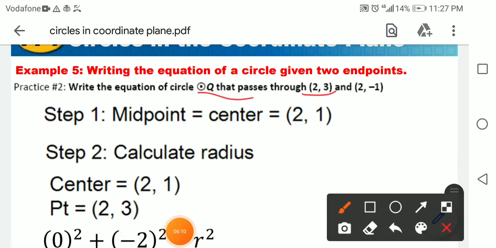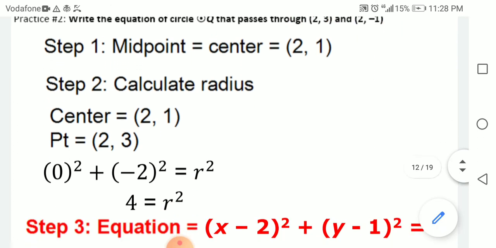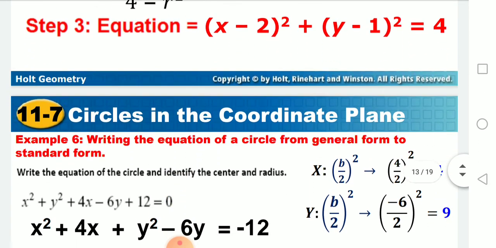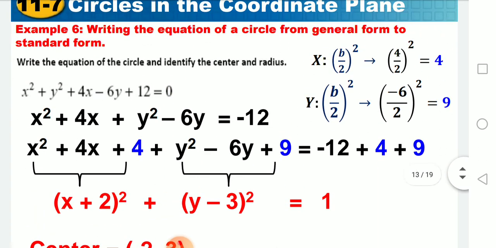Circle Q with endpoints 2, 3, and 2, negative 1. First of all, find the midpoint. This is x sub 1, x sub 2, y sub 1, y sub 2. Remember, x sub 1 plus x sub 2 over 2, the same for y. Then calculate the center, the midpoint, and then calculate the radius and write the equation. The same idea, guys.